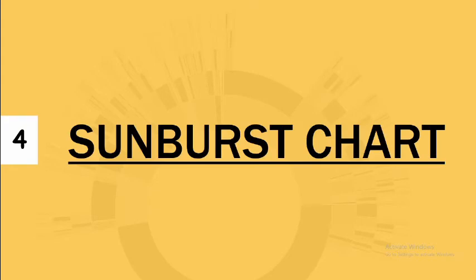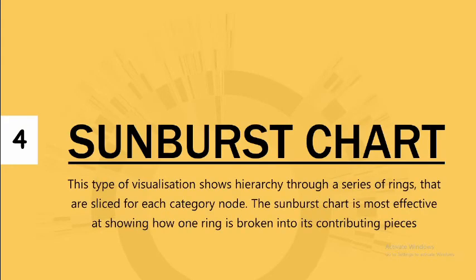Today, I'm going to discuss the sunburst chart. This type of visualization shows hierarchy through a series of rings that are sliced for each category node. The sunburst chart is most effective at showing how one ring is broken into its contributing pieces. Hence, each ring corresponds to a level in a hierarchy, with a central circle representing the root node and the hierarchy moving outwards from it.